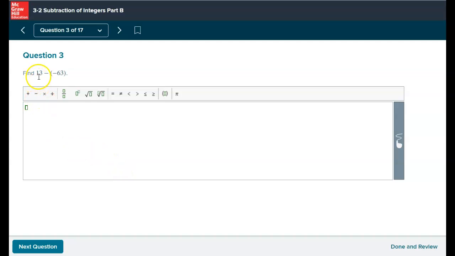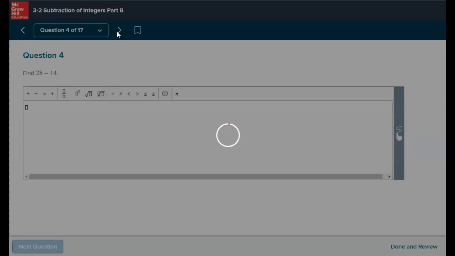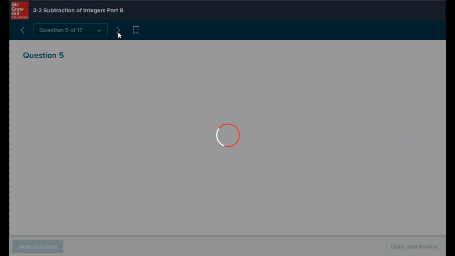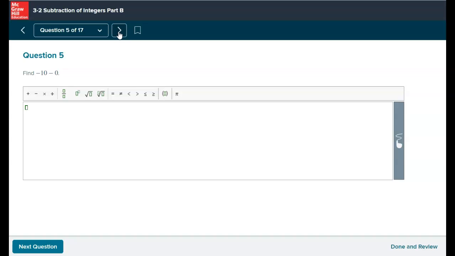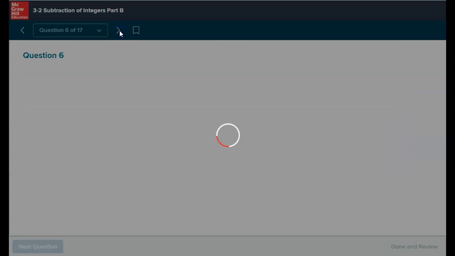Again, you would keep the first number the same, change, subtract to add, and make this a positive 63. Keep, change, switch. Okay. I believe, like I said, the first 9 problems are just subtraction problems. Every time you keep, change, switch. Look at this one, negative 10 minus 0. What happens when you subtract 0 from a number? Yeah, absolutely nothing. So the answer to this was just negative 10. Don't let that one throw you off.